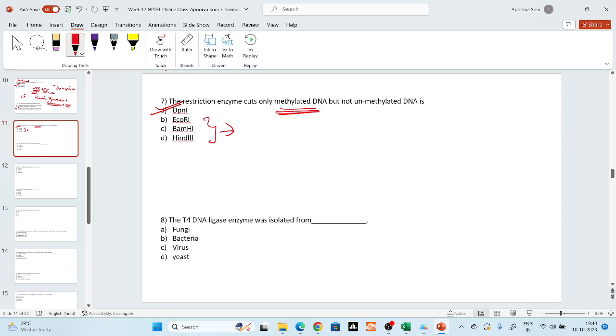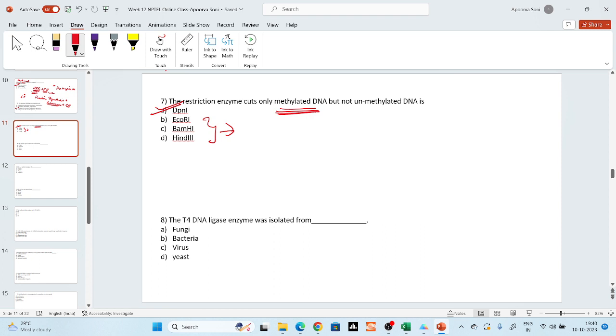Then eighth question is, T4 DNA ligase enzyme was isolated from? Virus. So what are the two types of different DNA ligase? One is bacterial DNA ligase, other one is T4 DNA ligase.